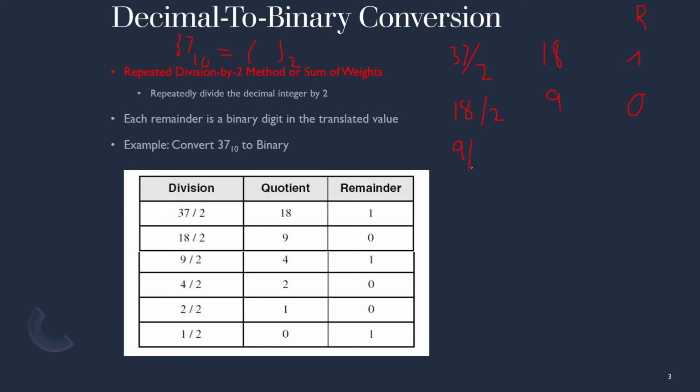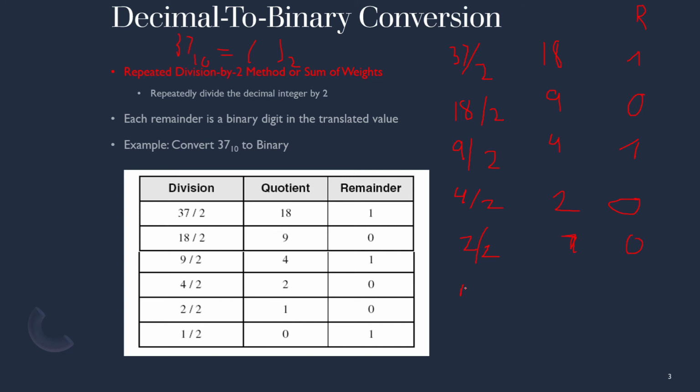How about we divide 9 by 2? It goes into 9 4 times, but 4 times 2 is 8, so there is a remainder of 1. Now we divide 4 by 2. It goes in twice perfectly, there is no remainder. 2 times 2 is 4. Then we do the same thing. 2 divided by 2 goes in once perfectly, so there is no remainder.